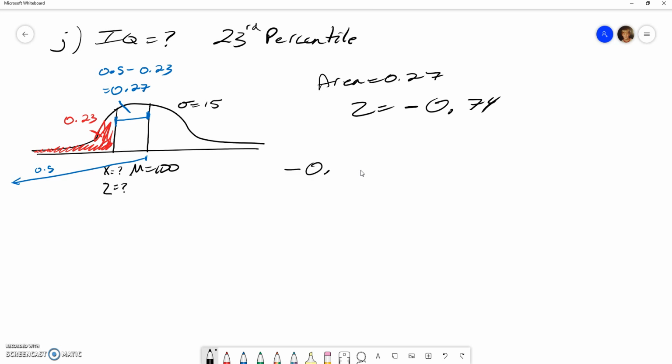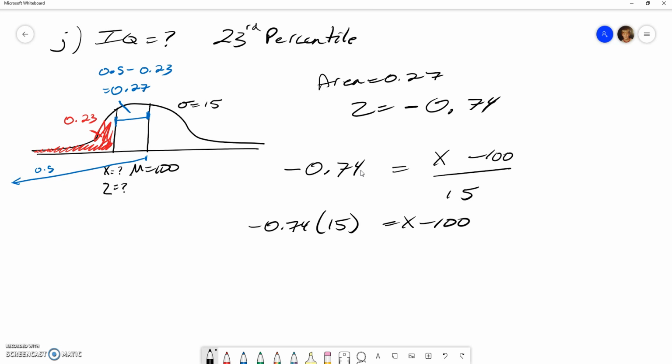So calculating that, finding that X value, negative 0.74 equals X, which we don't know, minus 100 divided by 15. So negative 0.74 times 15 equals X minus 100. This is negative 11.1 equals X minus 100. Add 100 to both sides, and we're going to get 88.9 equals X. So someone with an IQ of 88.9 or close to 89 is in the 23rd percentile.